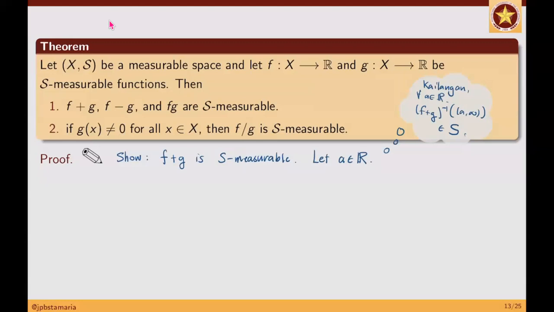Ganito. I'm going to rewrite this set. This is a set. No? Or I'm going to decompose this into simpler sets na alam kong nasa S. Okay? Kasi I know that F and G are both S measurable. So yung mga inverse images ng mga Borel sets ay, well, under F and G ay nandun sa S. Diba? Okay, so ganito. Dahil si A ay arbitrary real number, okay?